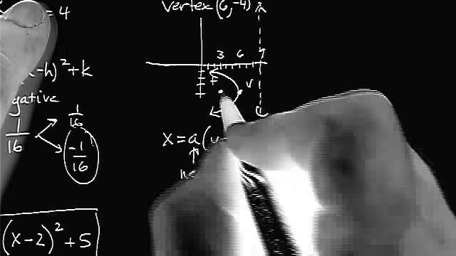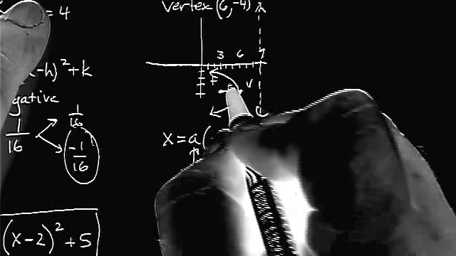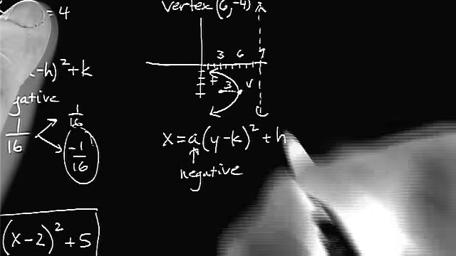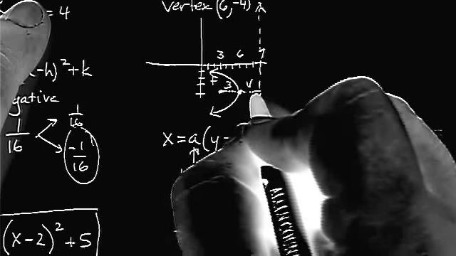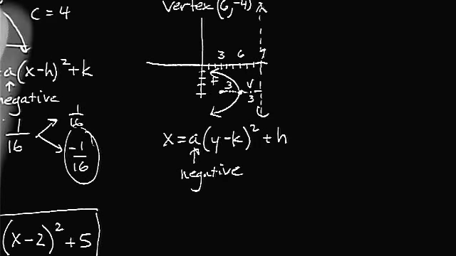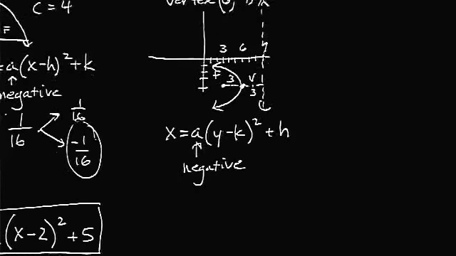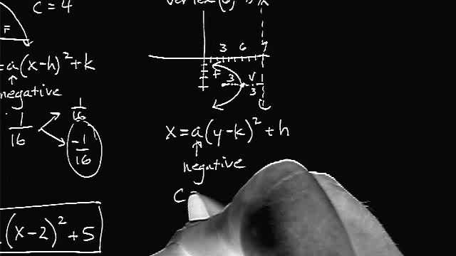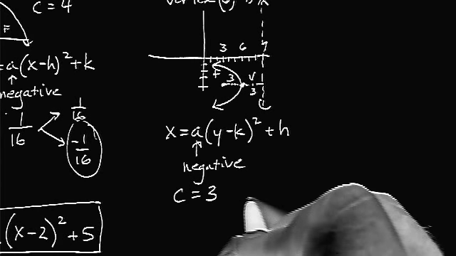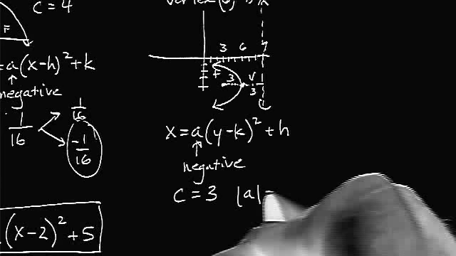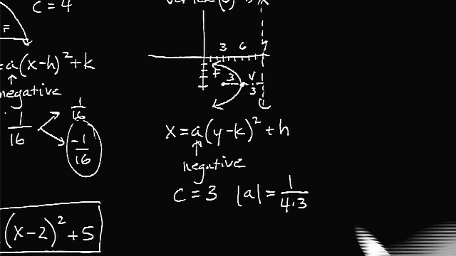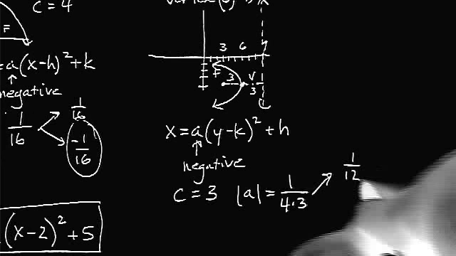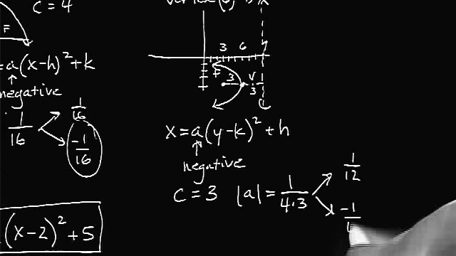So if this is the vertex and the focus is inside the parabola, this thing must open to the left. All right, so we know that it's going to be this kind of parabola. And we know that A has to be negative in this case because it opens to the left. So let's see here. If we know the distance of C is 3, remember you can get that either from going vertex to focus or focus back to directrix. Either way, it's 3 units. So C is equal to 3, and the absolute value of A is 1 over 4 times C.